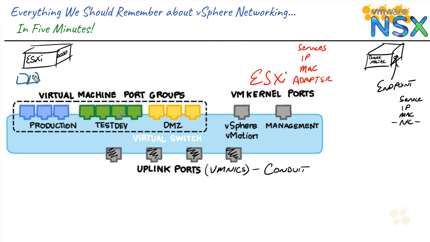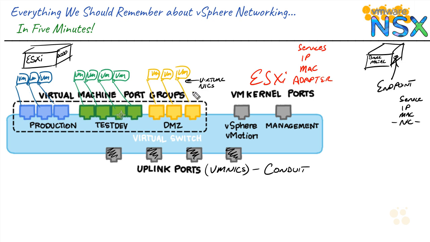What about our virtual machines? Virtual machines are going to connect to the physical network through the virtual switch by a binding of port groups, virtual machine port groups, to those VM NIC uplinks. So as we build virtual machines, they are given virtual NICs, which can be associated with one and only one port group. And they'll be assigned a port in that port group.